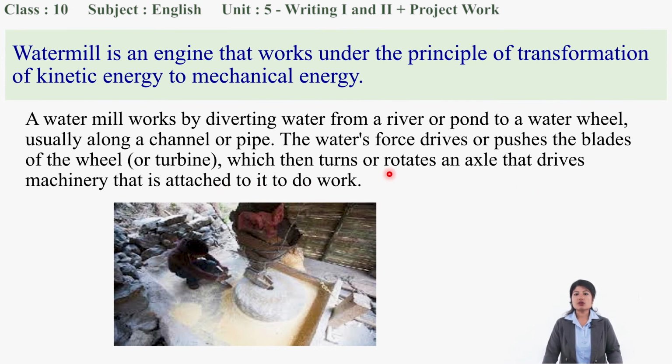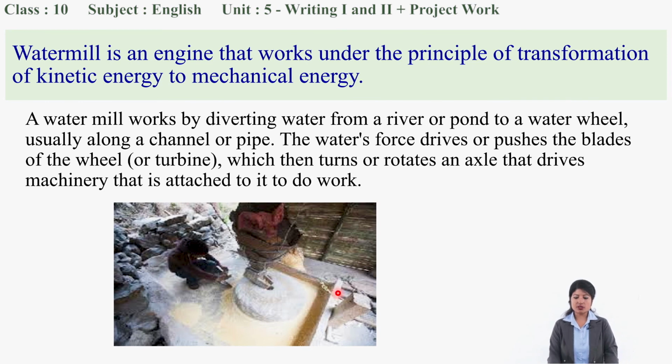Okay, so the water from rivers is brought through the channel or through the pipe, and the same water force is used to run the turbine, and that turbine is attached to the mill. And then like this, the flour comes out from this mill.